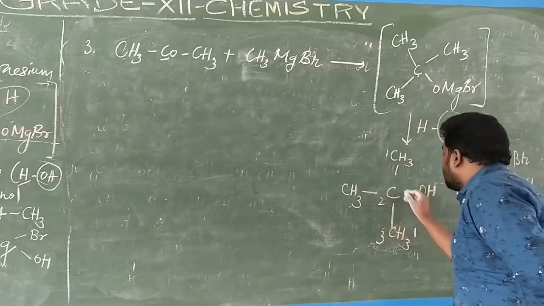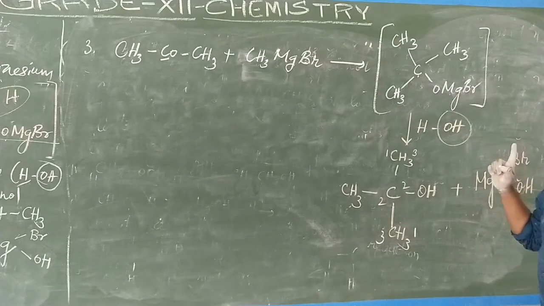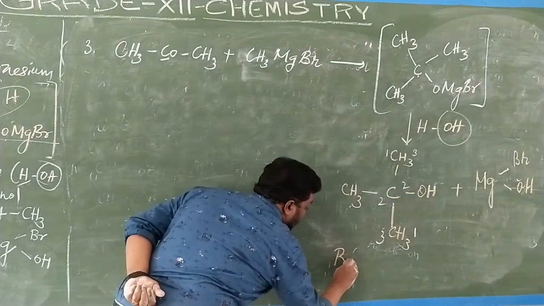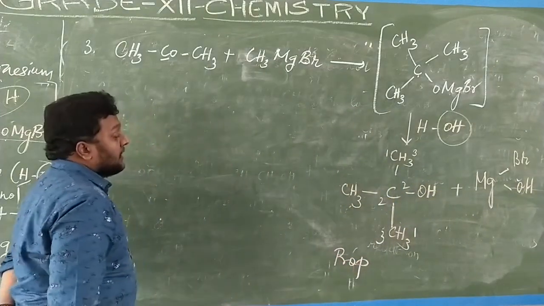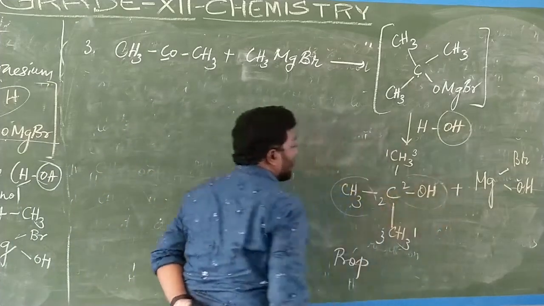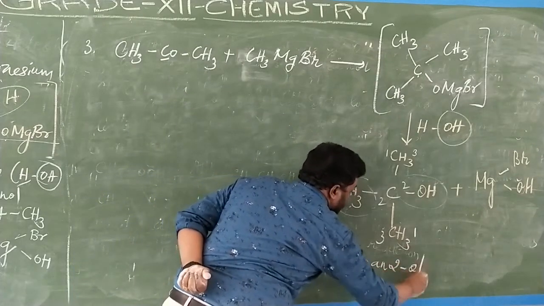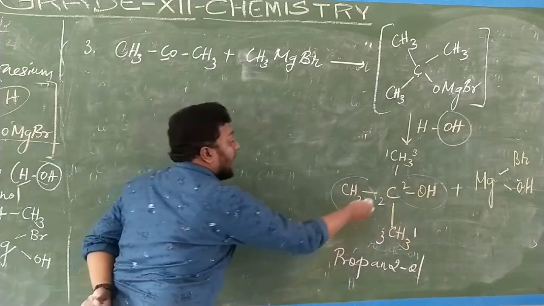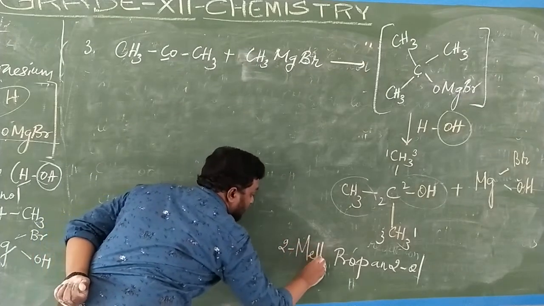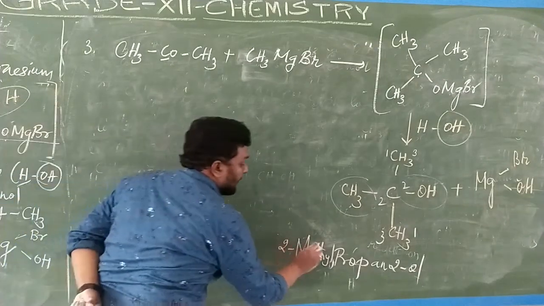Again 1, 2, 3. Both the sides we have to give. So the second carbon has CH3 present, and the second carbon also has the alcohol present. So it is propane-2-ol, with the alcohol group in the second position and the methyl group in the second position. Therefore, 2-methylpropan-2-ol, or 2-methyl-2-propanol.